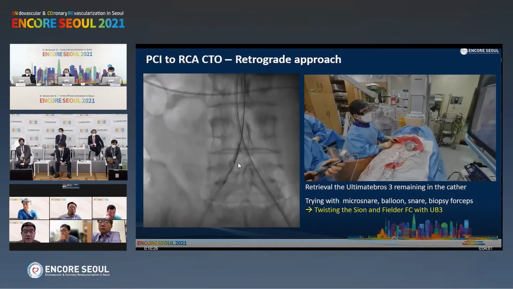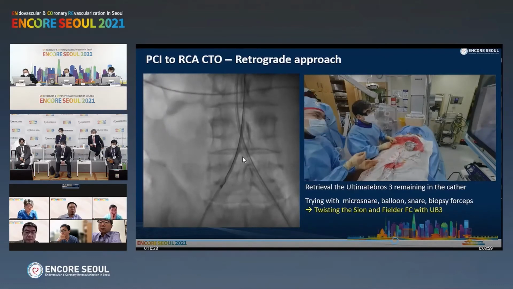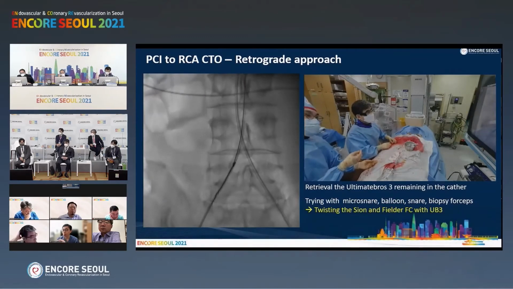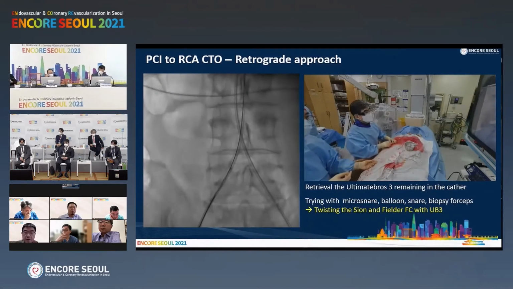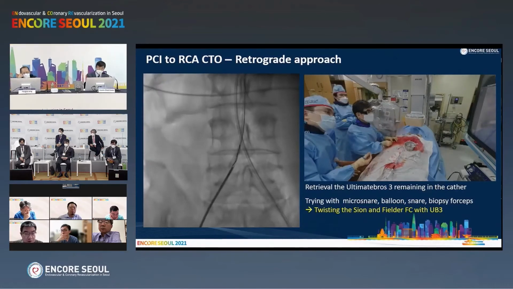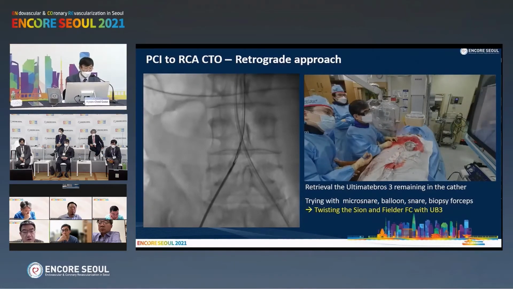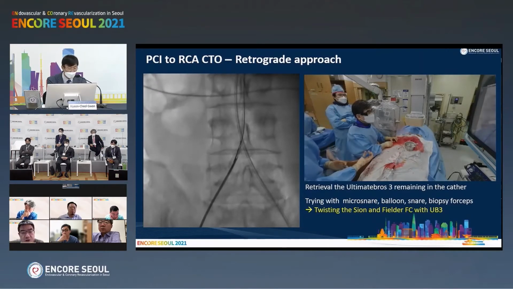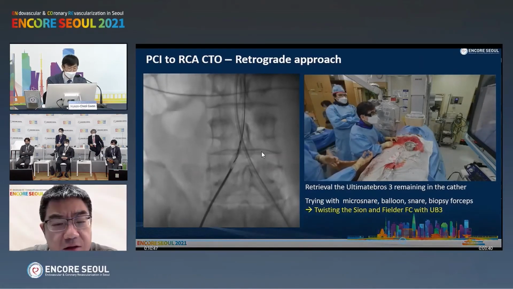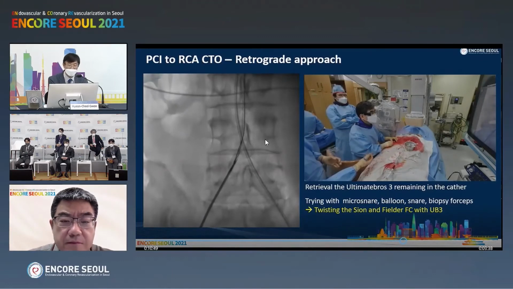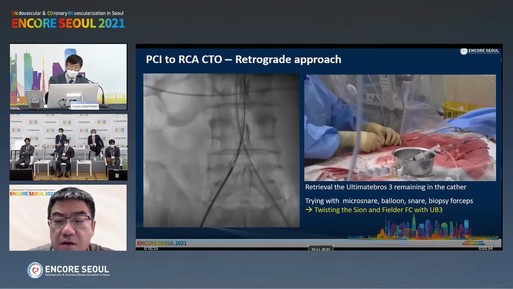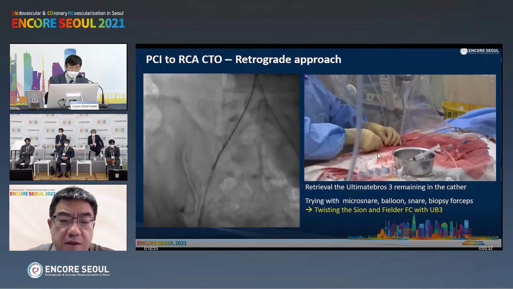What size is the balloon? 2.75. I mean ballooning and pulling out the guiding catheter. No, Professor Kwon, the guiding catheter, it's not possible. If you pull the guide and the wire together, the wire is introduced from the controlateral side. Yeah, we cannot remove the guide. Yes, I understand that. So Professor Kim, braided two wires and pull.